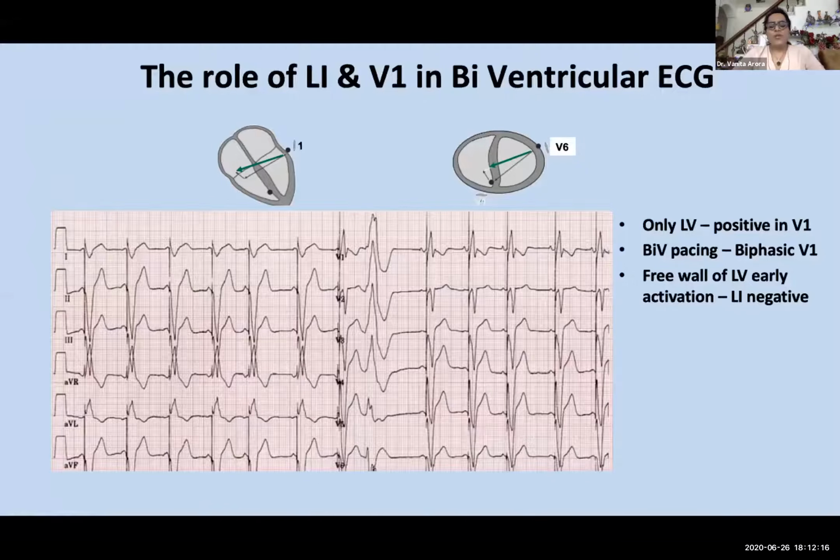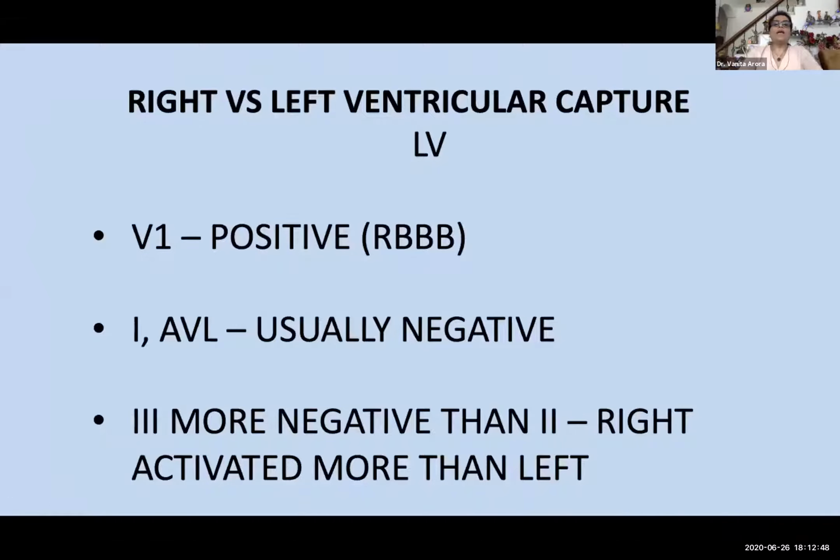And these two leads are actually the most important leads which we have to look at. In case we find lead V1 is all positive, then it is LV pacing. In case it is biphasic, then it is bi-V pacing. If lead V1 is biphasic, then it is true bi-V pacing. But lead 1 altogether has to be negative because the free wall of the LV has to get activated the earliest. So when we are looking at right versus left ventricular capture, left ventricular capture has to be a positive V1 and negative lead 1.